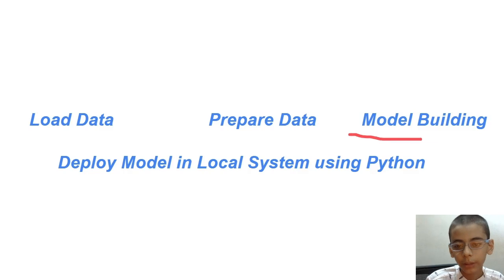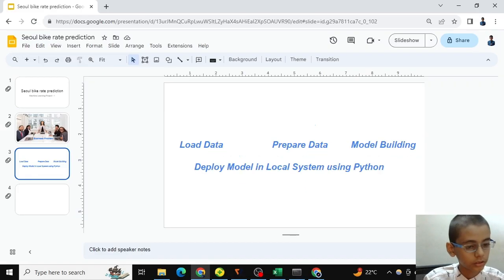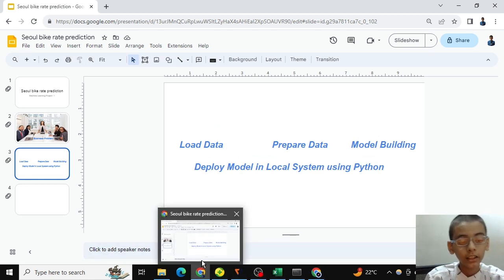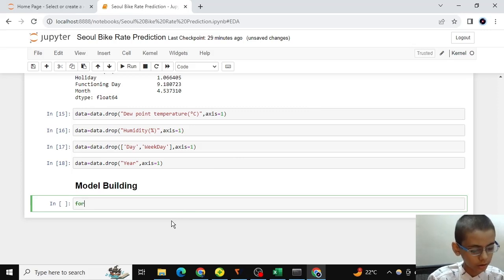We are on step number 3, and after that we will create a class. Model building is the tiring part. We have completed 80% of the work and we have only 20% left. And for model building, let's import some models from sklearn. We have to split.